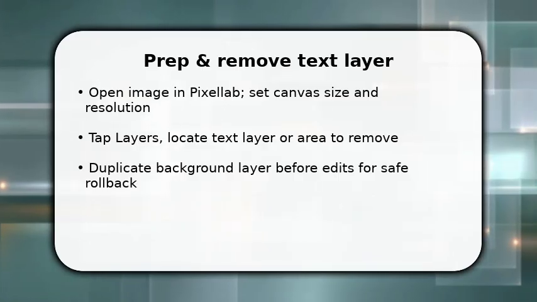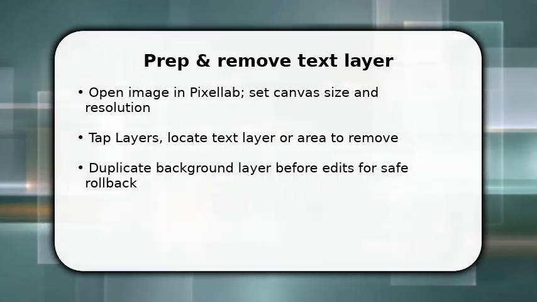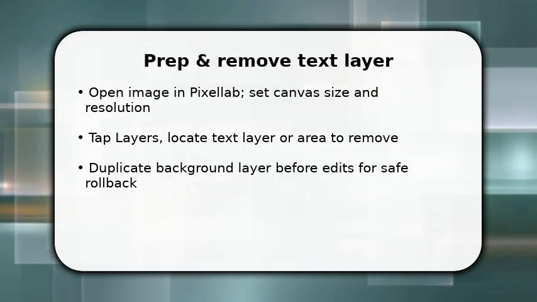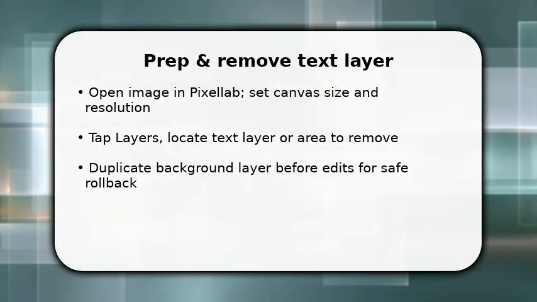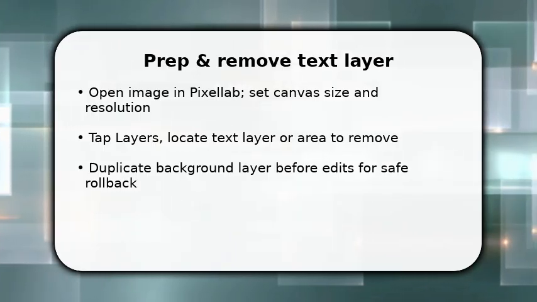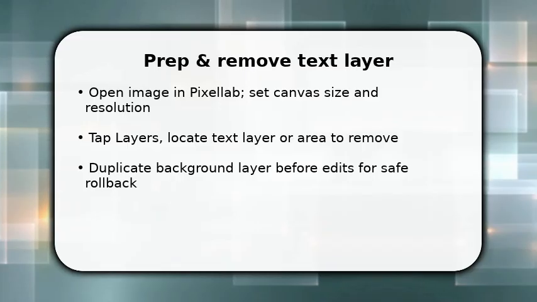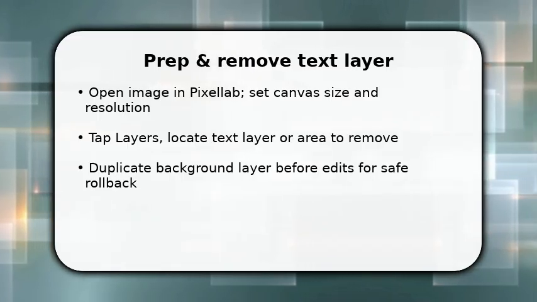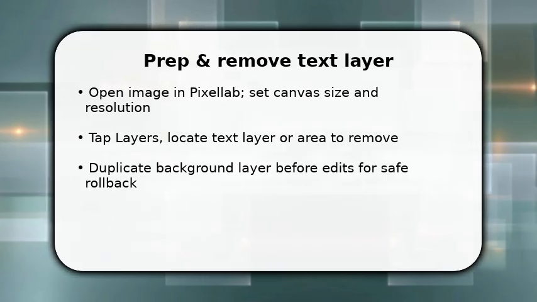You open Pixellab and import the photo. Make sure you duplicate the background so you can undo easily. Once done, tap Layers and identify the text layer. If it's editable text, simply delete or hide it. If it's flattened, select the background duplicate and prepare to use the clone or paint tools. You're starting with the cleanest layer to avoid pixel loss. This first pass keeps your edits non-destructive and reversible.